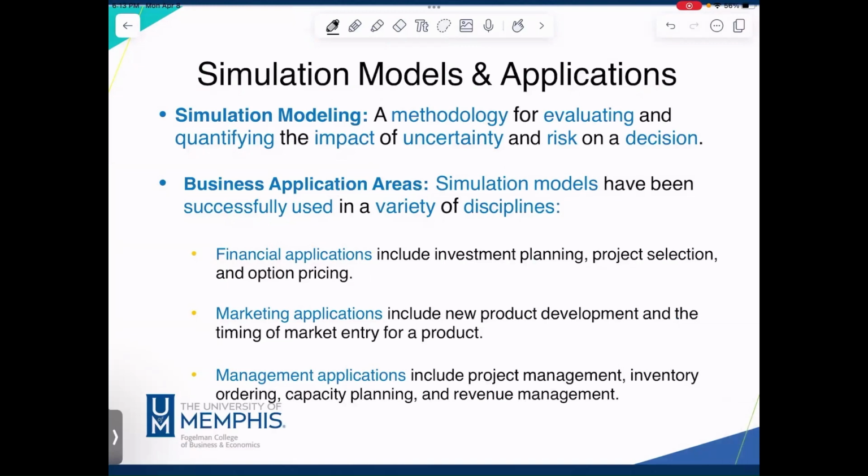As I said, there's going to be some uncertainty, right? Simulation modeling is basically a method for evaluating or quantifying the impact of uncertainty and risk on a decision. Whenever we make a decision, most of the time we won't be able to say 100% this is going to happen, because there's so much uncertainty with respect to any decision that you make.